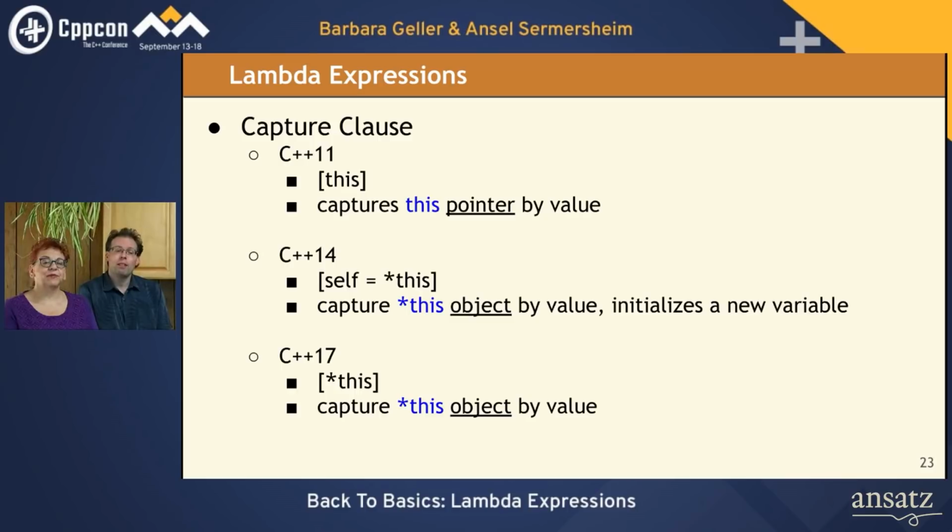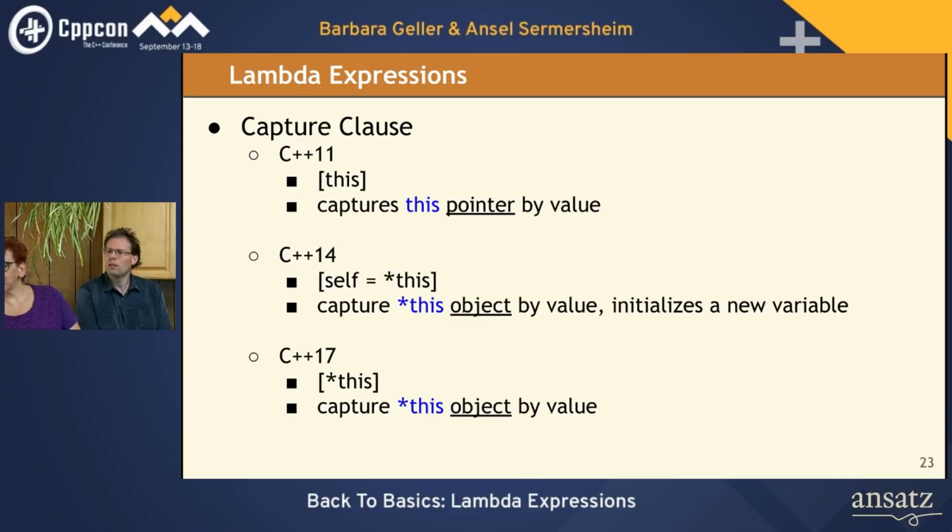In C++17, the capture clause was enhanced to allow capturing star this without changing the name of the variable. The only issue with this is the fact that the C++17 syntax, which captures a copy of the current object, is only one character different than the C++11 syntax, which captures a pointer to the current object. So you have to be very careful in reading modern code to ensure that you know the semantics of what's being done.